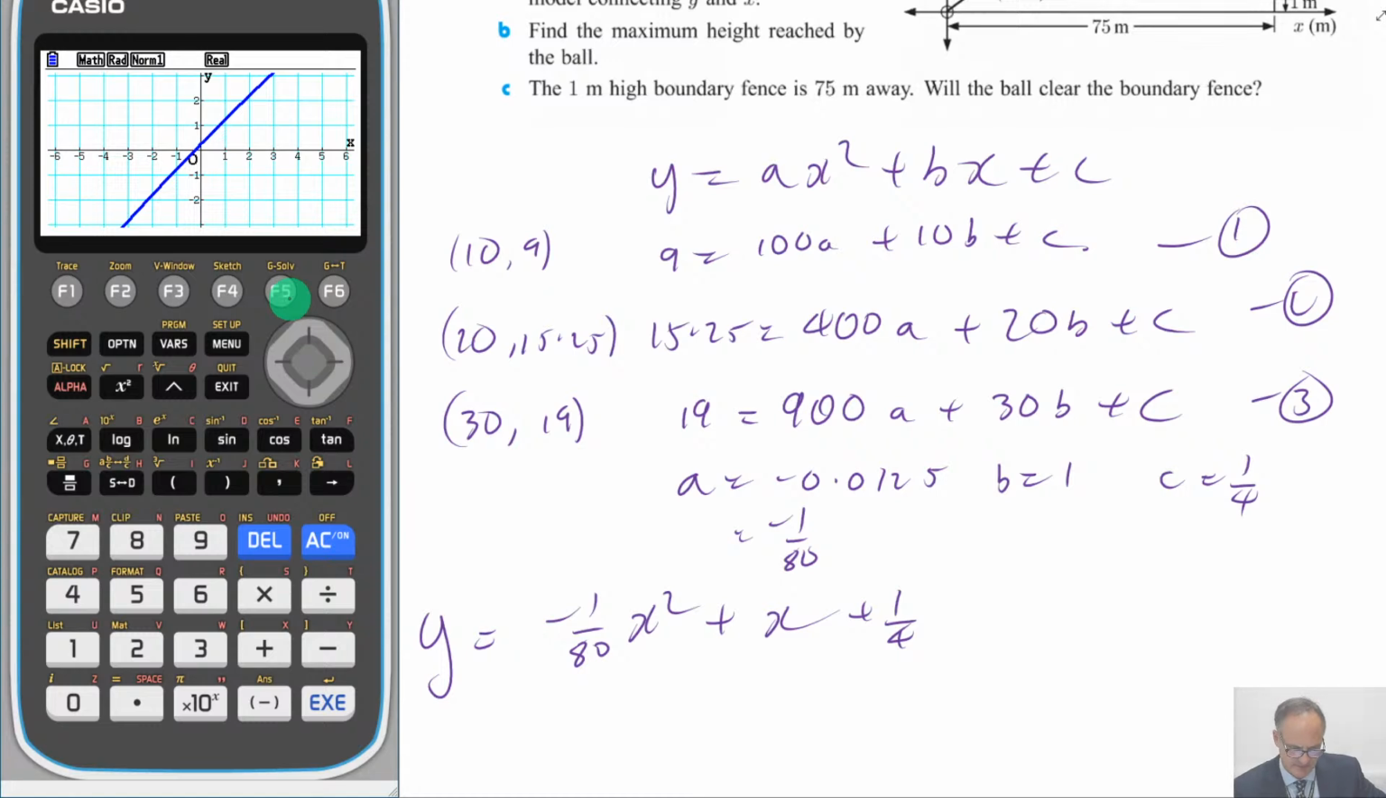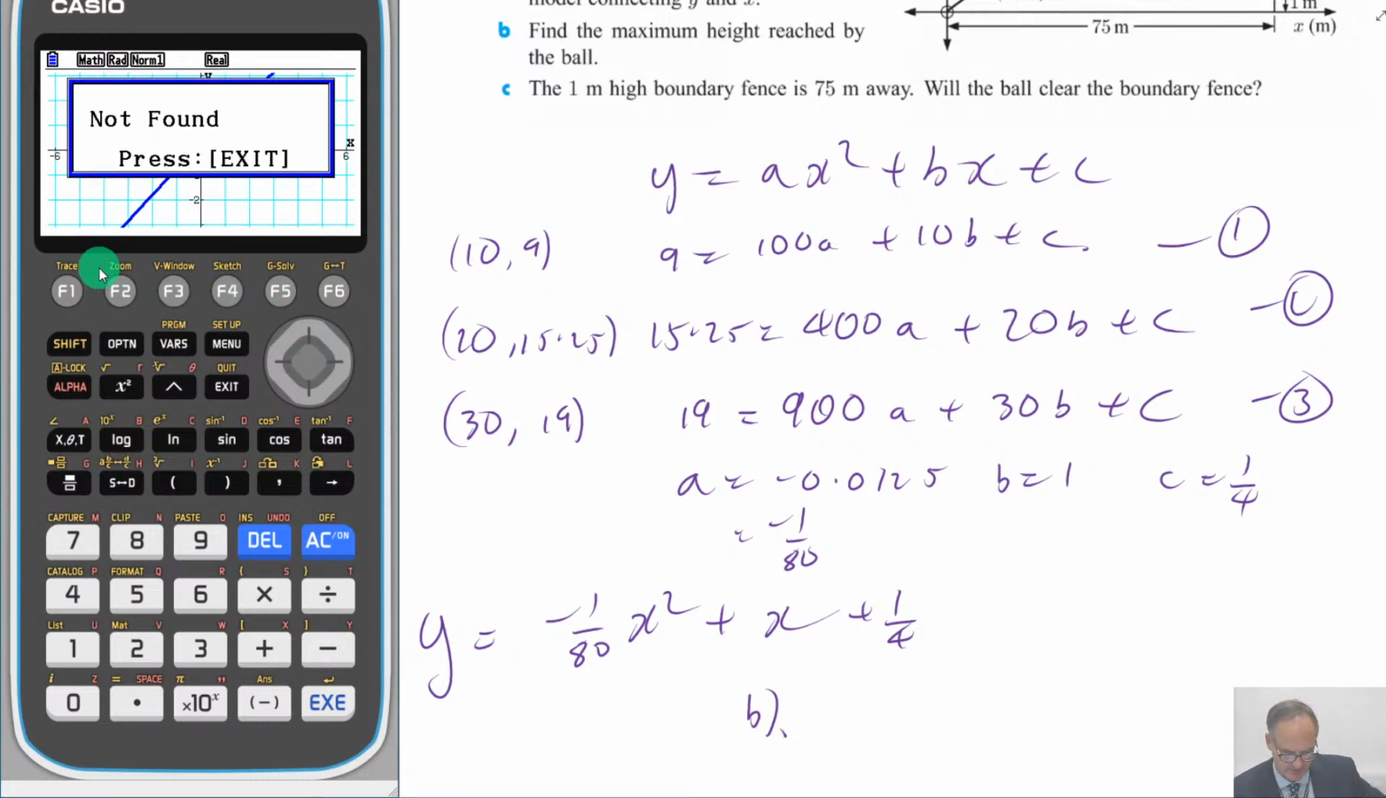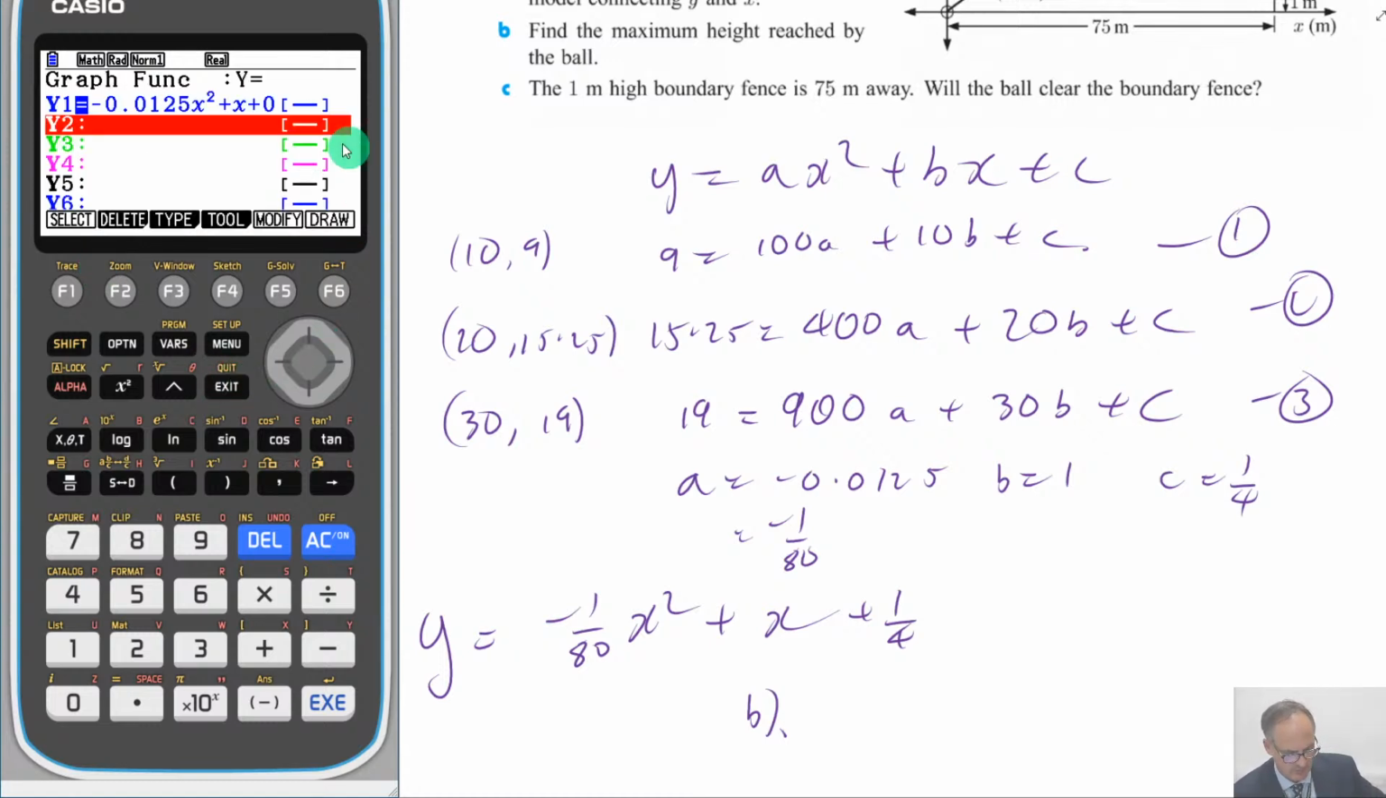But we want to just find the maximum. We don't need to see what it looks like actually. You just trust the calculator's right. Press graph solve. Press maximum, and it's not found it. Let's see where we've gone wrong. Have I typed something incorrectly? I can't see what it's done wrong.